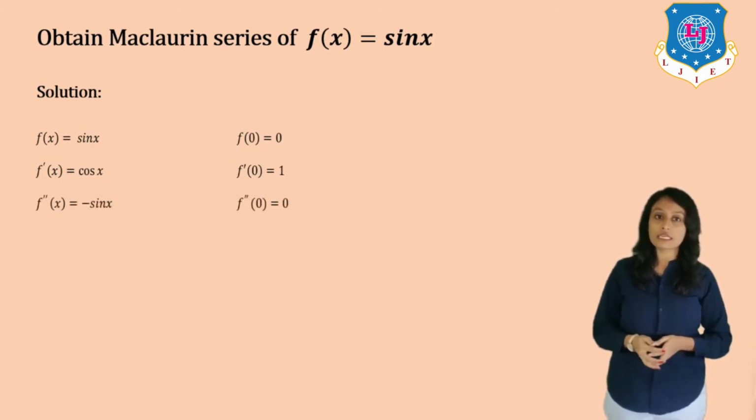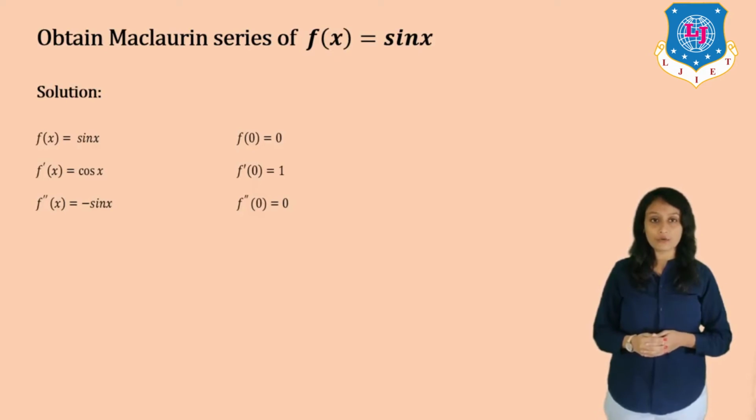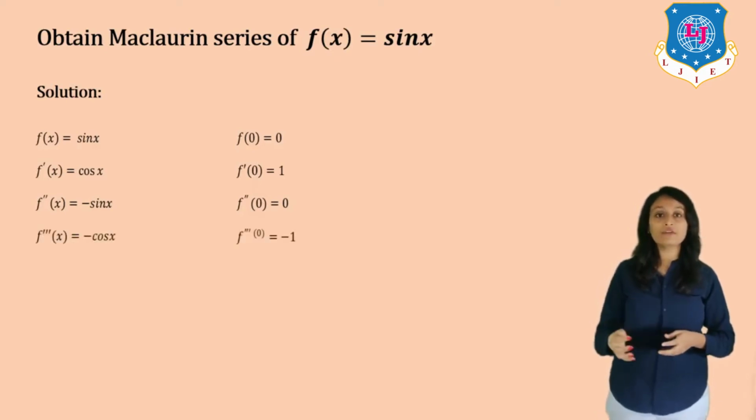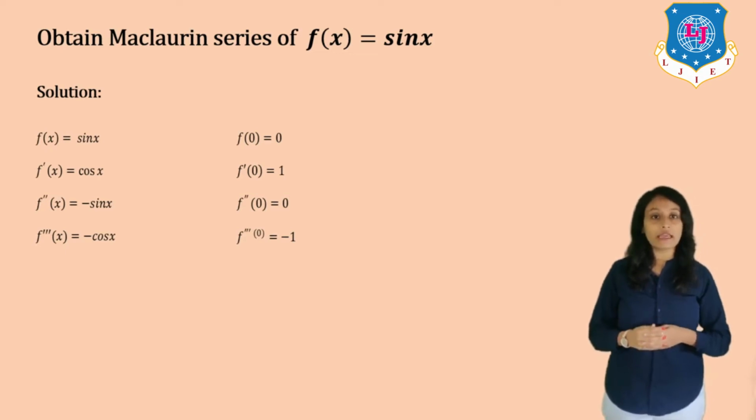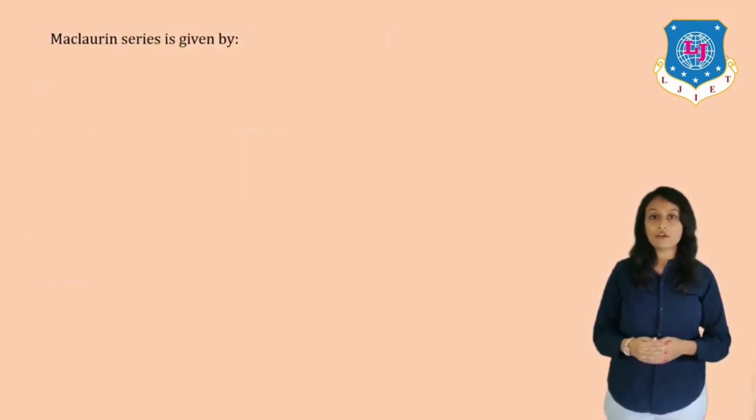So derivative of cos x will be minus sin x. Again we have to find the value at 0 point. So minus of sin 0 will be 0. Then f triple dash of x, which is minus cos x. So again at 0 we will get answer minus 1 and so on we have to find this. Now we will write the formula.